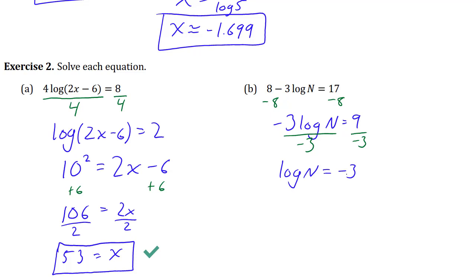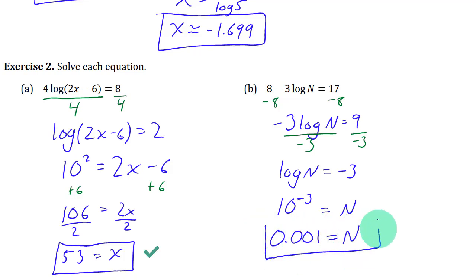And once you have just that log of n equals -3, you can rewrite it in exponential form. Because saying that log of n is equal to -3, that's saying that -3 is the exponent of 10 that results in n. So that's the solution, n is 10 to the -3. You might write it as a decimal, 0.001 is n.